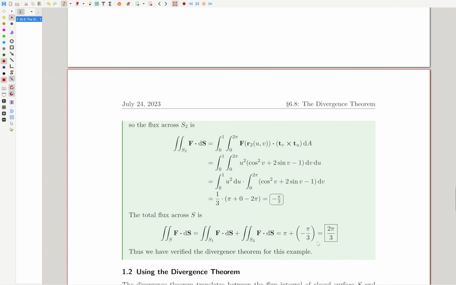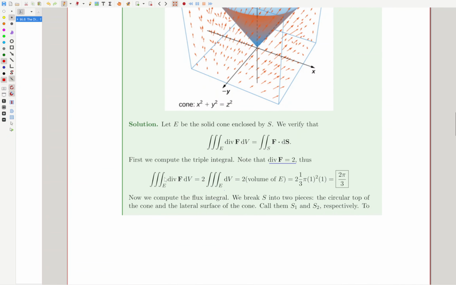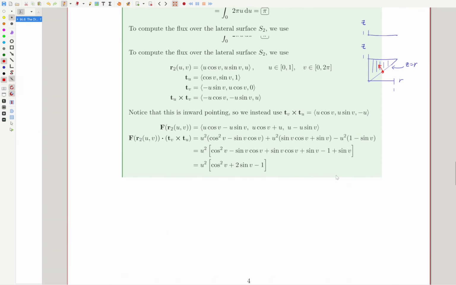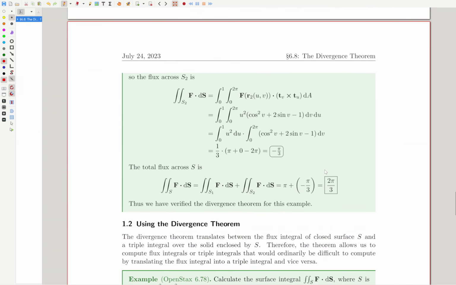And you can check that, if we just scroll up a little bit, that matches what we computed on the left-hand side of the divergence theorem with this triple integral. We also got 2 pi over 3. So from all of this calculation, we were able to verify the divergence theorem for this one example. Okay, so hopefully you can understand how this works now.